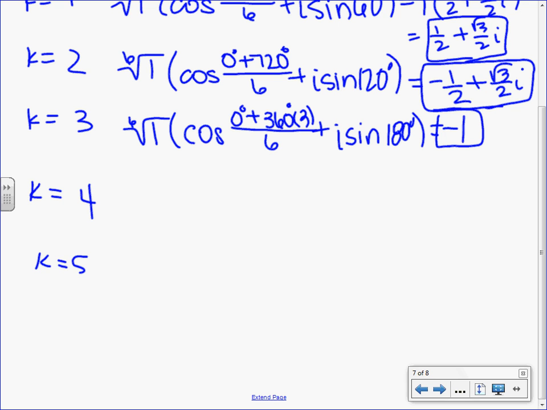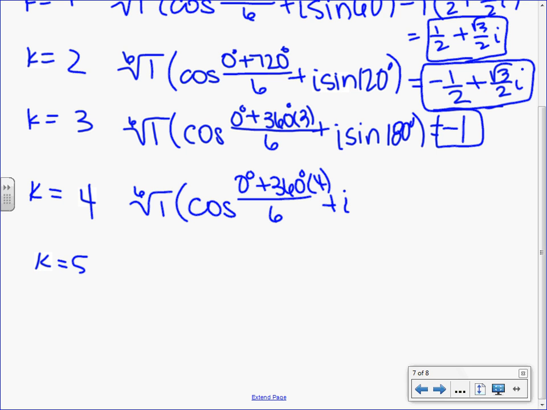When k is 4, we have the sixth root of 1 times the cosine of 0 plus 360 times 4 over 6, which means our angle is what? 240. So what is the cosine? Negative radical 3 over 2.